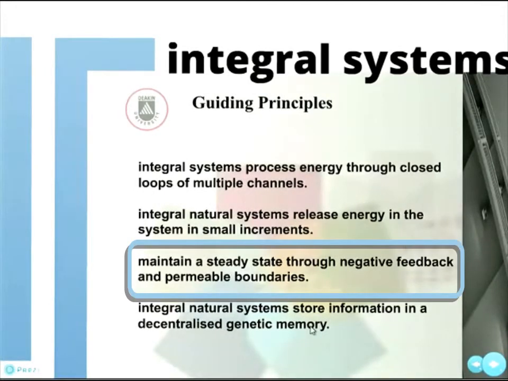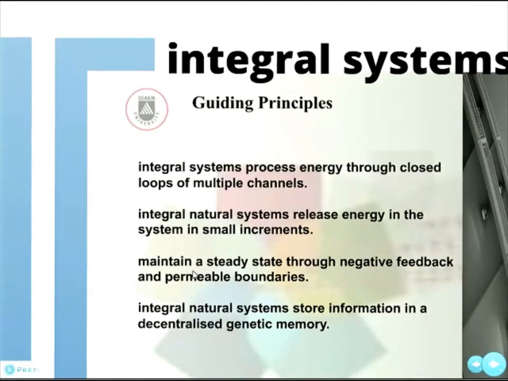It also maintains a steady state through negative feedback and permeable boundaries. So when we use the energy, it goes back in cycles, through feedback loops. Permeable boundaries between systems are very important, because if energy is not used here, it can be used somewhere else. We start using some of that in, say, the networks, where you can send energy back through the system to other houses to use, and so on.